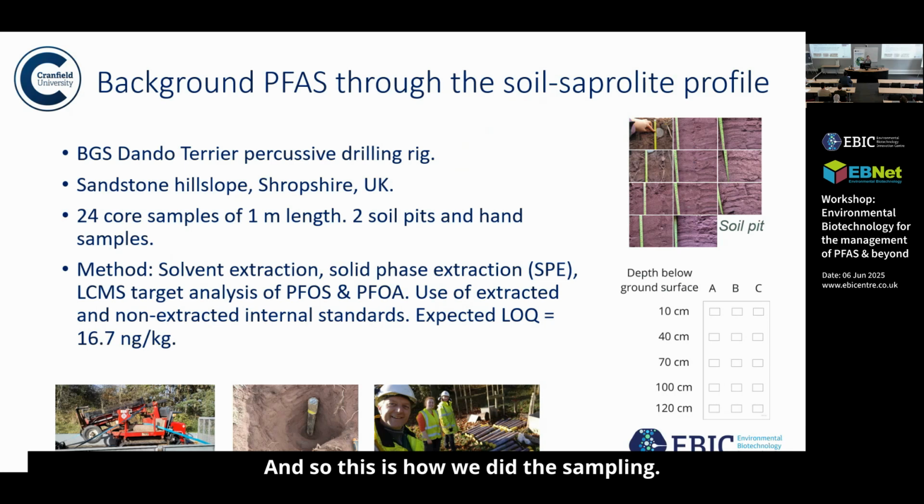And so this is how we did the sampling. First of all, we did percussive drilling at a sort of background site. It's a sandstone hill slope in Shropshire in the UK. We got 24 core samples, but the experiments I'm talking about today are just based on samples from a soil pit. We took them in sort of 3 strips down this soil pit from 10 centimeters below the ground surface down to 1.2 meters below, as you can see on the right here.